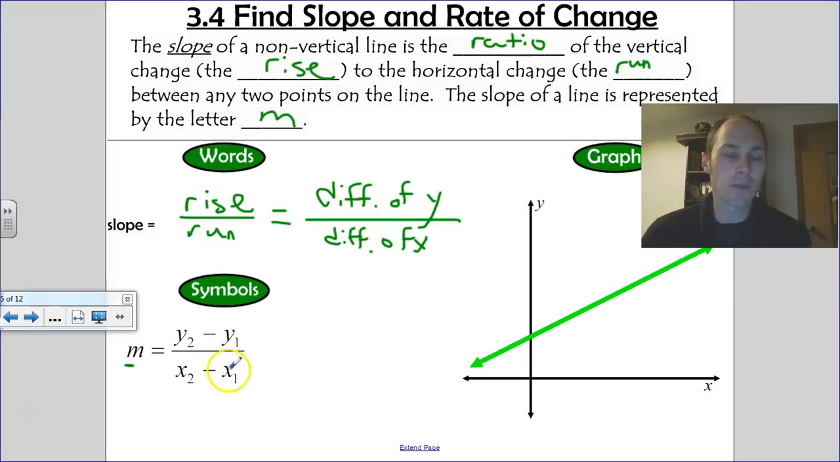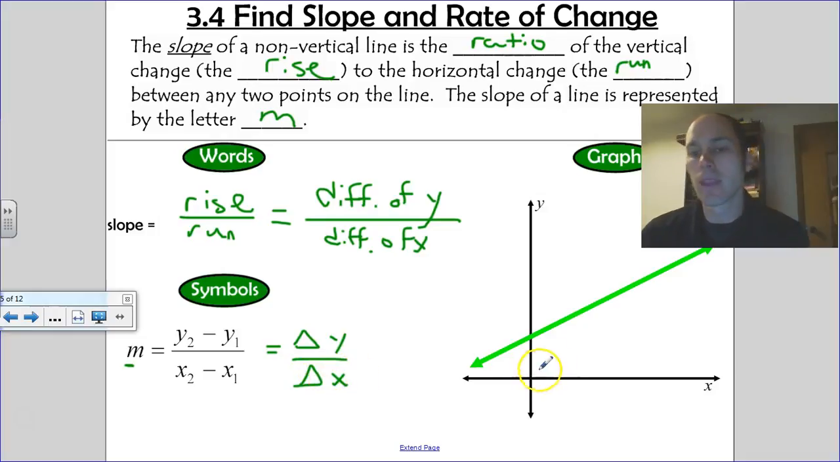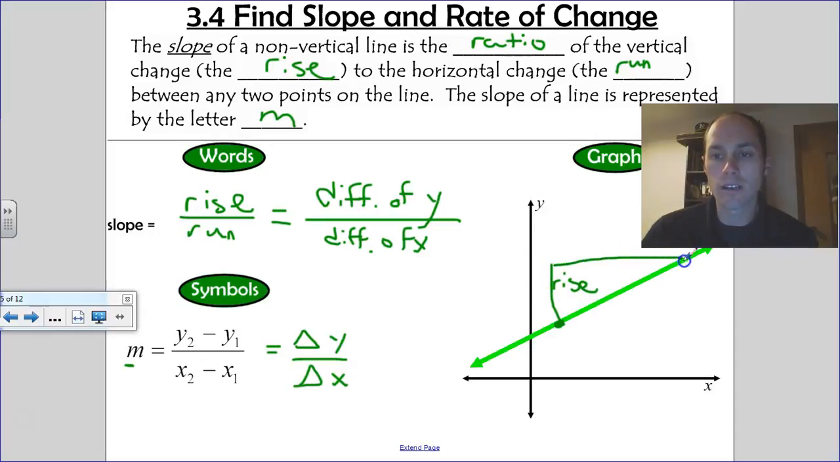That just stands for corresponding x and y coordinates. So this is one xy coordinate. This is another xy coordinate. The other way we represent it is this triangle, delta y and delta x. That just means change in y over change in x. And if we take a look on a graph, we said we can take any 2 points. We take a look at its rise in comparison to its run.